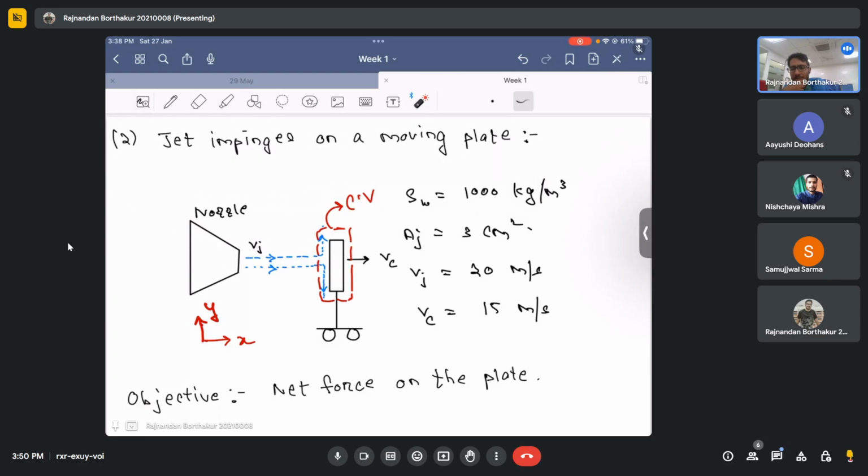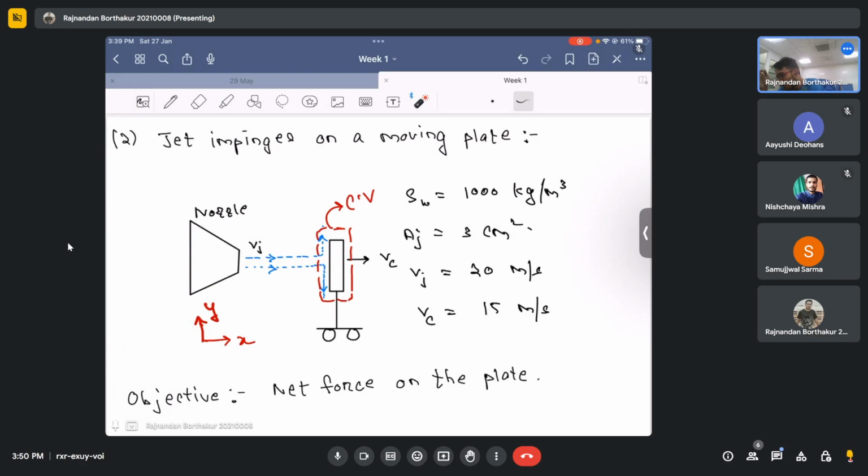The idea of this problem is that I'll describe the physical paradigm. There is a plate which is attached to some wheels, which means that this plate can move in, let's say, the x direction at least. And from a nozzle, as you can see, there is a jet coming out. You can consider it as a jet of water, coming out with some velocity. The velocity Vj, which is the velocity of the jet, is given, and this jet hits the plate.